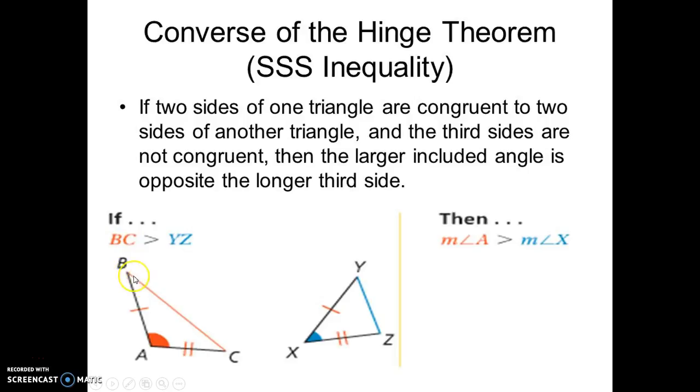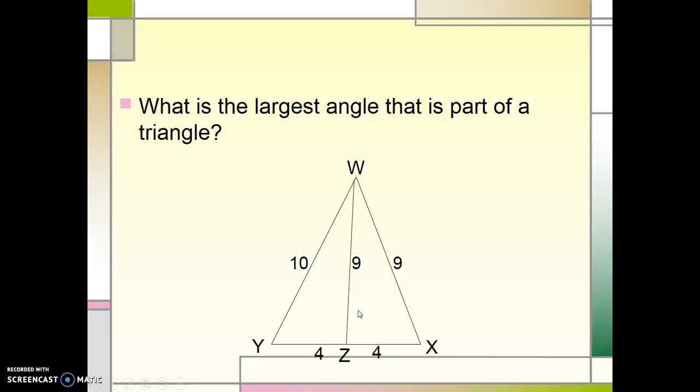So BC is in the if statement, that's greater than YZ here. Then what does that mean about the angle? Well, it must mean that the measure of angle A across from the side is greater than the measure of angle X, because that's across from the smaller side. So pretty simple there. And here's an application problem.